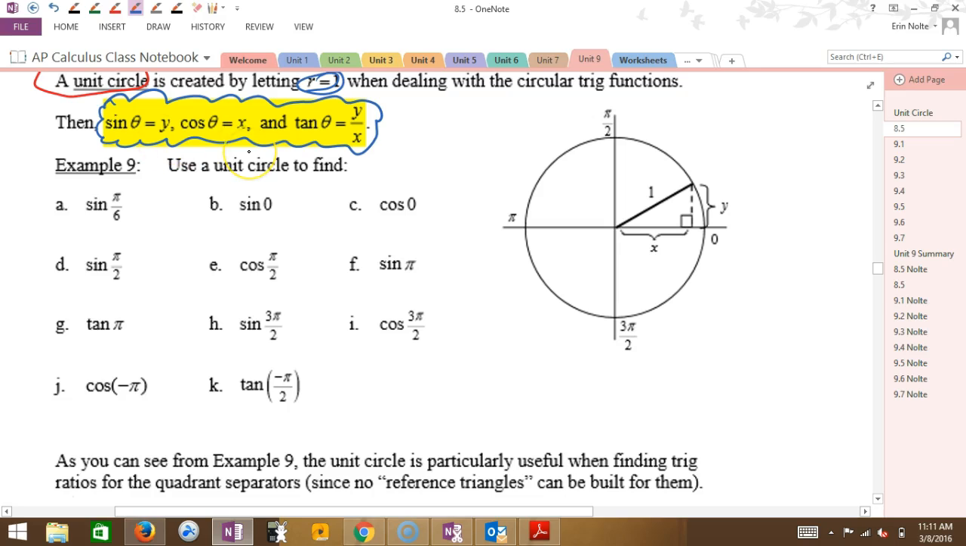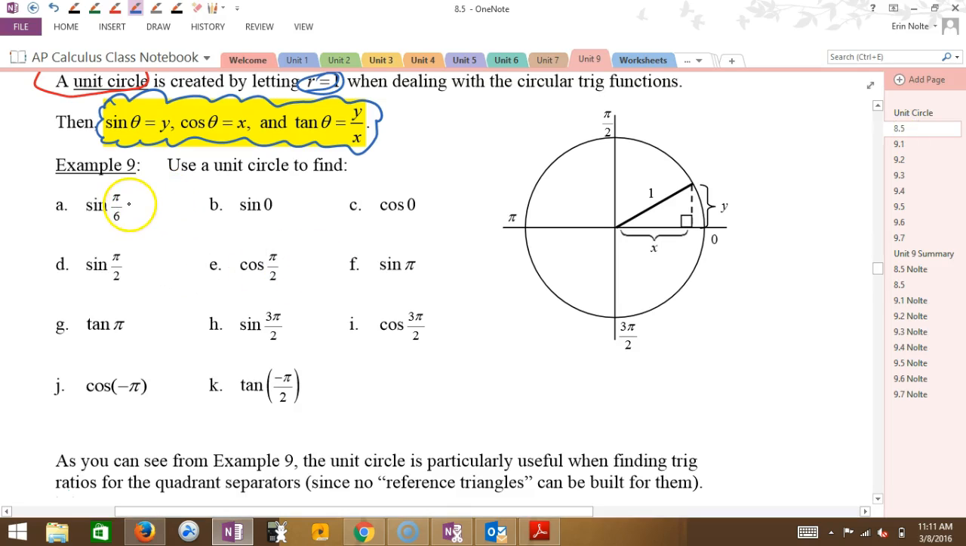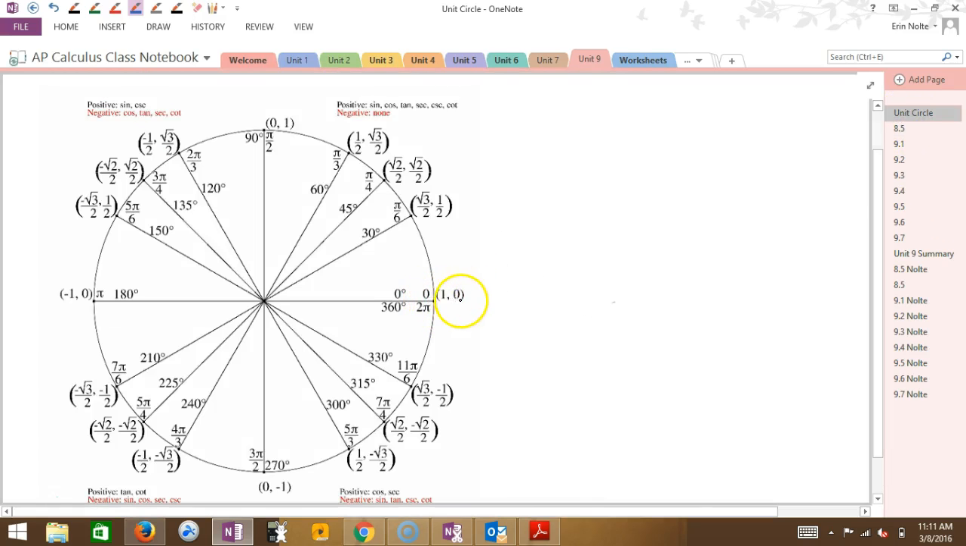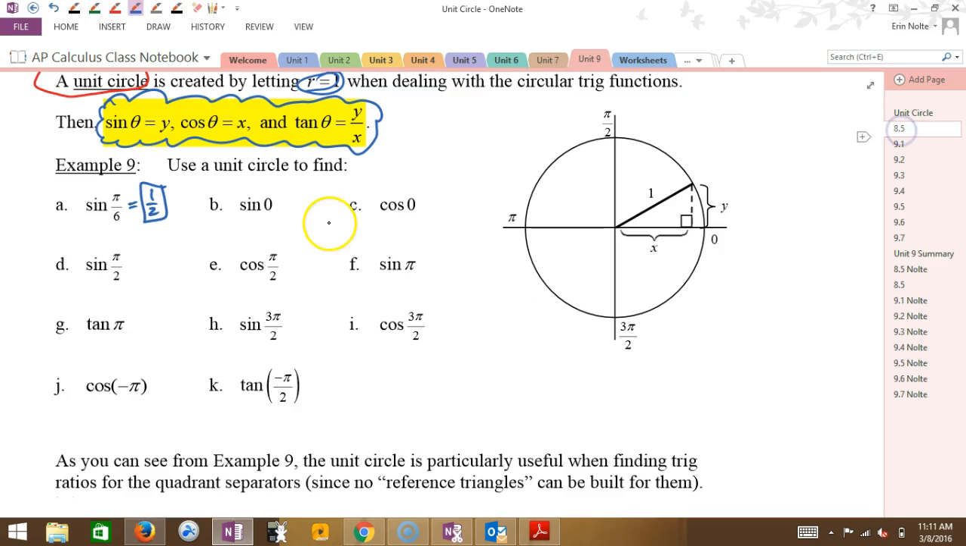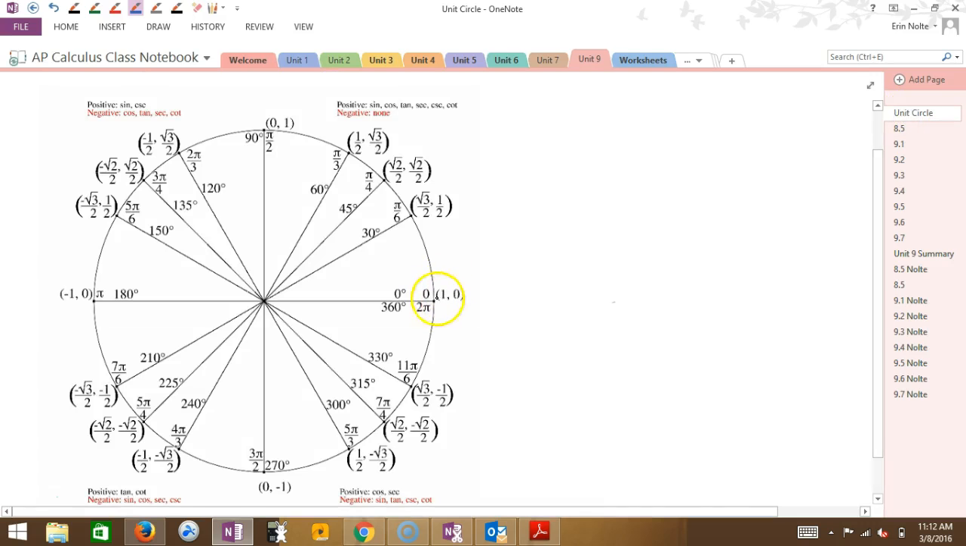That makes things a little bit less complicated, and we can just go straight into using our ordered pairs off of the unit circle. If I go to π/6, my sine is the y value, so it's just 1/2. Sine of 0, if I go to 0 degrees, that's here. My y value is 0, so I can put 0 in there. The x value at 0 degrees, that's 1.